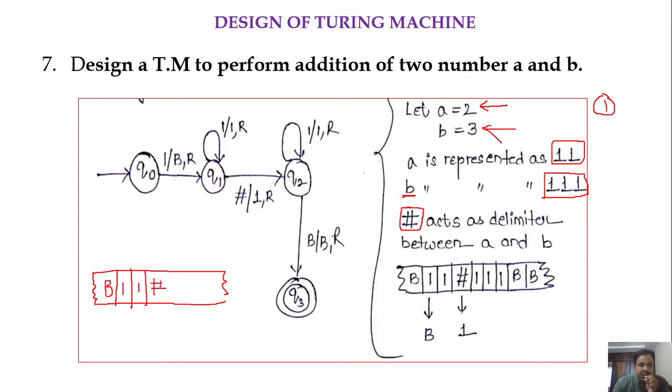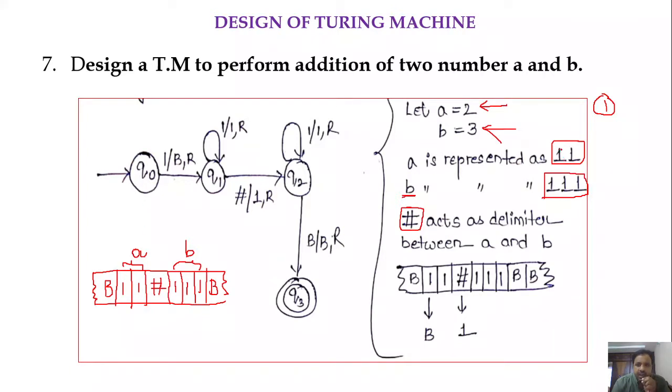After that hash we will represent the second input. What is the second input? B, where we are representing B with three ones. This is how we are using the input tape for storing the two inputs. Here we have certain blanks, after the blanks we have input A, then a hash, which acts as a delimiter, and after the hash we have the second part of the input, that is B. This is how the input is represented on the input tape.